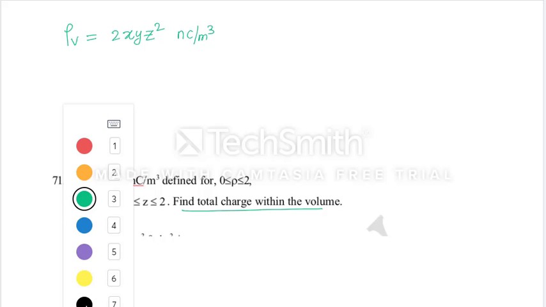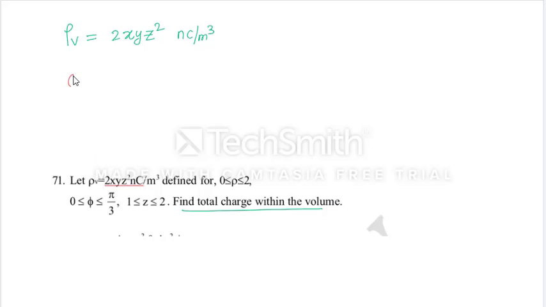How do we get the charge from the volume charge density? Q is equal to the volume integration of rho v into dv. This rho v is given in the Cartesian system, and the limits they have given are in the cylindrical system. So what can we do here? Let us convert rho v also into the cylindrical system.